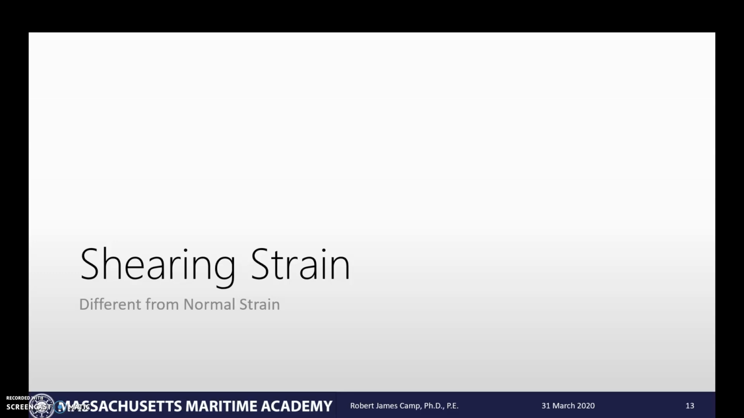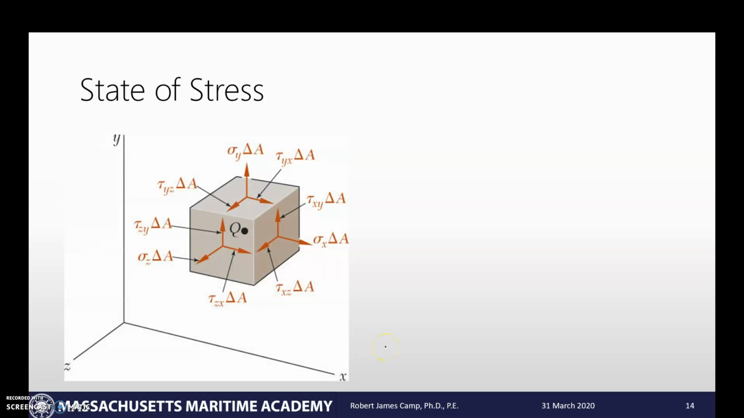Let's look at our complete state of stress. So this is our little cube that's got all of our forces on it. In particular, what I want to look at is this guy right here, or any of these guys, these shearing stresses. Now remember, the notation in this means something. So tau yx is telling me that I have a shear force on a y-plane working in the x direction.